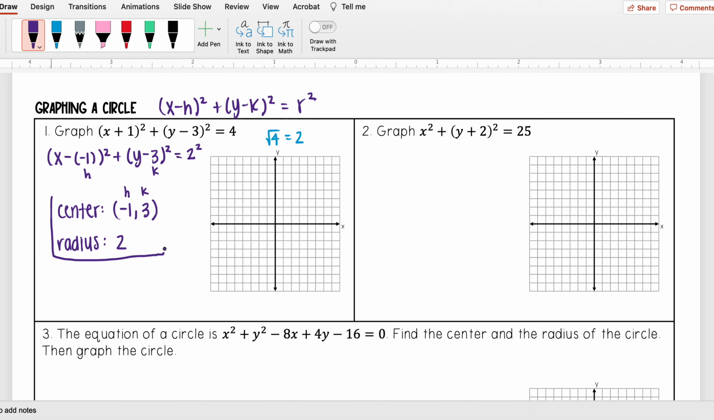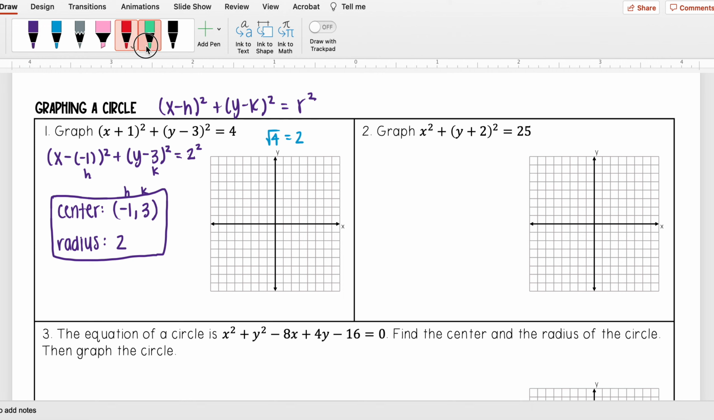So be careful when finding your center and radius. For the center, if you go based off of the first equation, it's going to be the opposite sign. Here it's a positive 1, down here my center is negative 1. Here it's a negative 3, my center is a positive 3. And for the radius, make sure you take the square root of what it's equal to. So it's 2 squared, so it's 2.